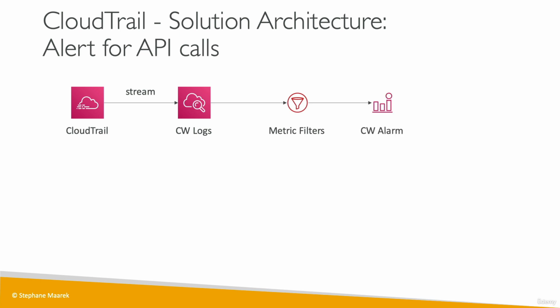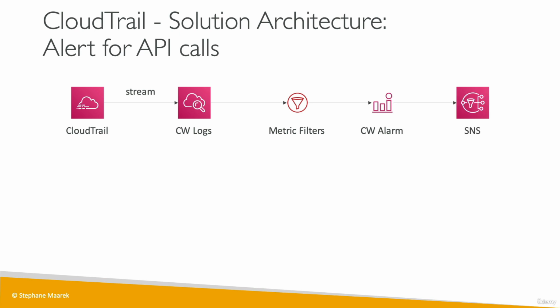And this filter will basically filter for the API call you're looking for. Maybe you're looking for a terminate instance, so you create a metric filter for terminate instance. And then if that filter passes through, then you would have the metric incremented by 1, and maybe your CloudWatch alarm is set up to be triggered whenever the metric filter equals 1.